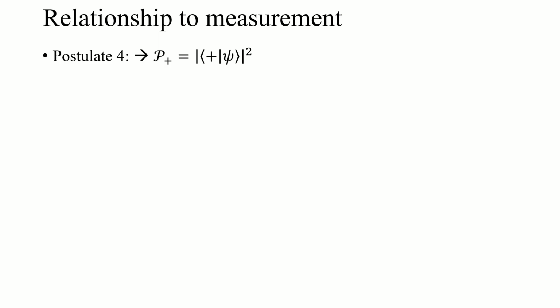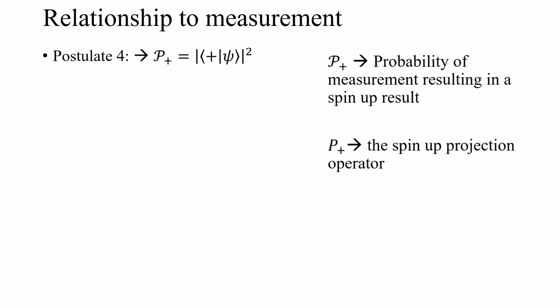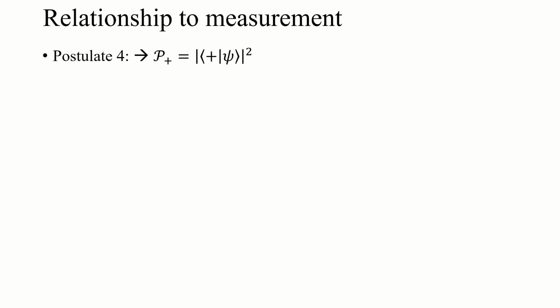If you remember, postulate 4 says the probability of measuring a given outcome can be determined this way. Hopefully you can follow the notation here; I'm going to try and be as consistent as possible. This script P is referring to probabilities, not projection operators, which will be a different P. The probability of measuring a spin up result in a Stern-Gerlach measurement was just the spin up bra taking the inner product with the initial state vector.